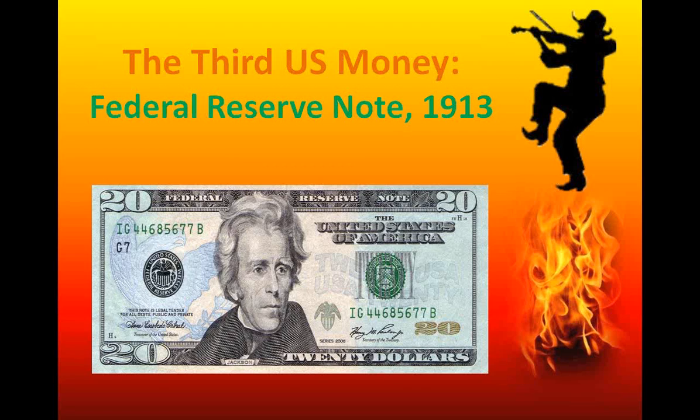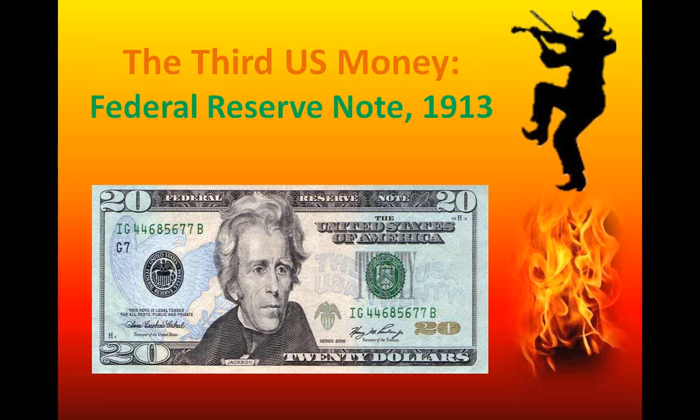Now we're up to the third U.S. money. And this third U.S. money doesn't even list the United States as the top billing any longer. As you see here, the top line goes to the Federal Reserve. Now, what exactly is the Federal Reserve?